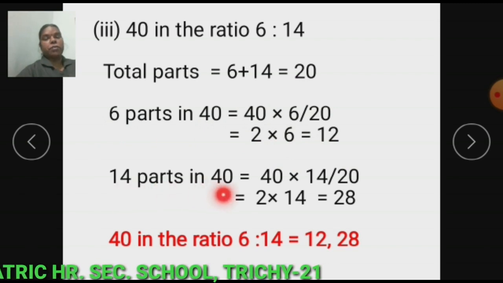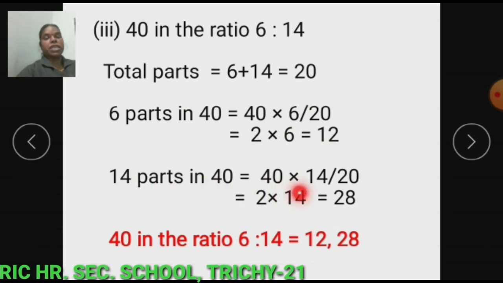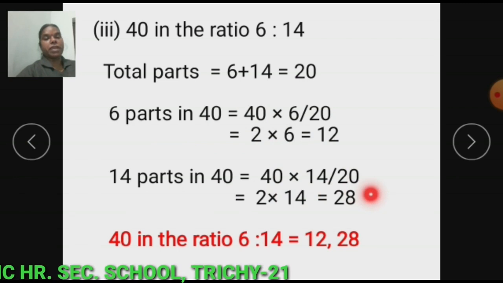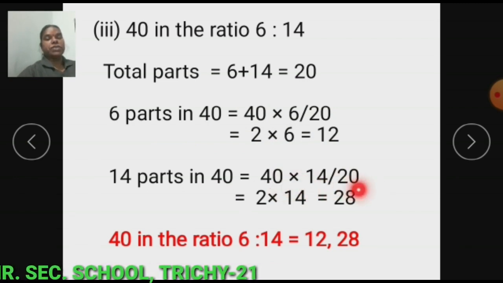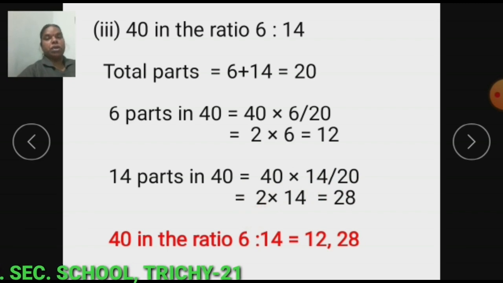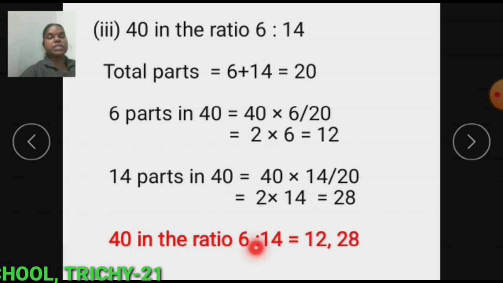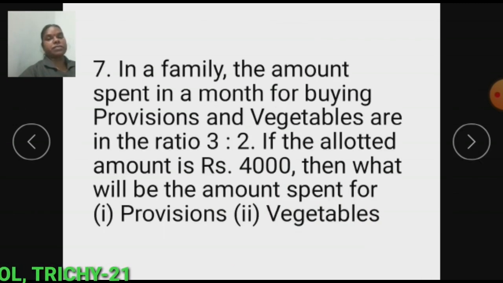14 parts in 40 equal to 40 into 14 divided by 20. 40 is simplified by 20, we get 2. 2 into 14 equal to 28. 14 parts in 40 equal to 28. So 40 in the ratio 6:14 equal to 12 and 28.